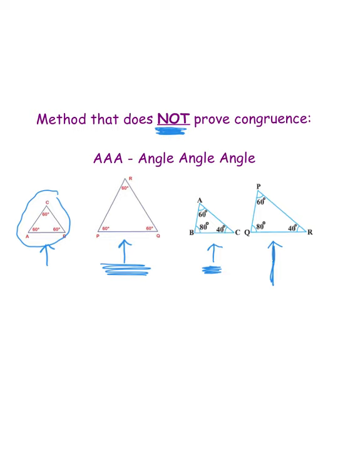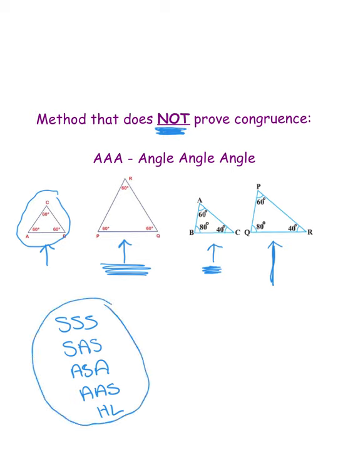So again, we want to go over. We've got side, side, side; side, angle, side; angle, side, angle; angle, angle, side; and hypotenuse, leg. These are the only methods that we can use when we're trying to prove triangles are congruent.